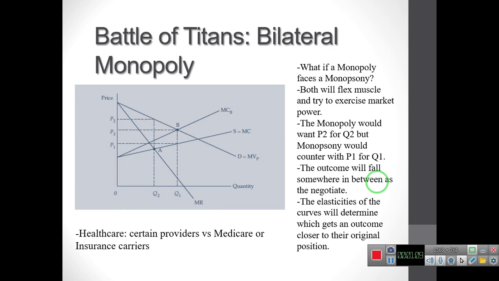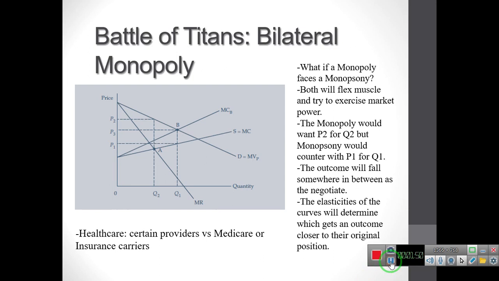So we're going to look at some examples and see how that works. But there you have it. You have the battle of the titans, a single buyer and a single producer going at each other. Clearly, each of them is going to exercise the market power that they have. They're going to flex muscle, right? The supplier will want to supply at whatever price and quantity, and the buyer will want to buy at whatever price and as much quantity as he wants at that price.